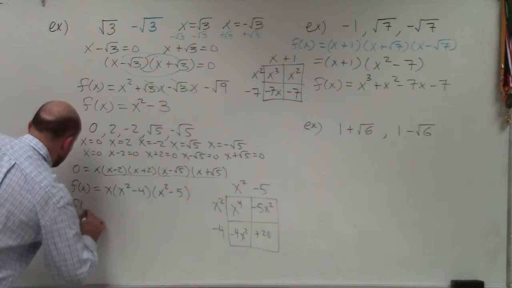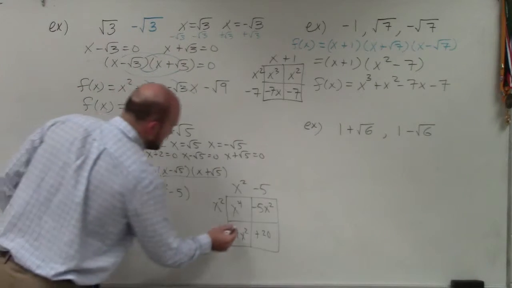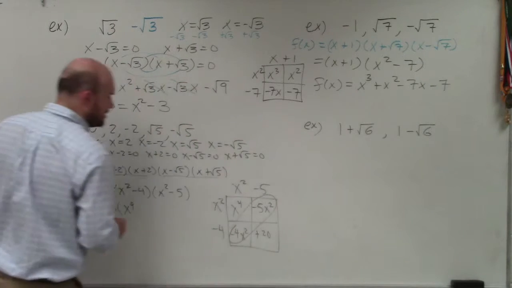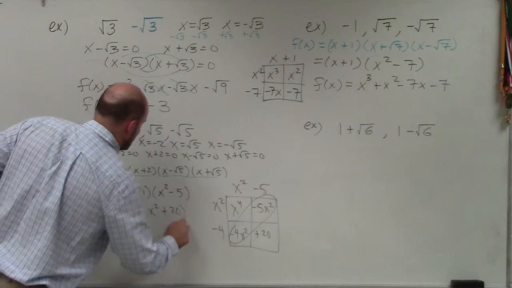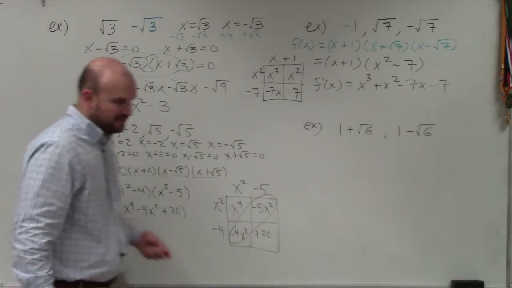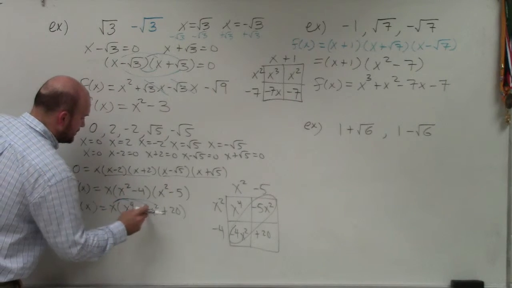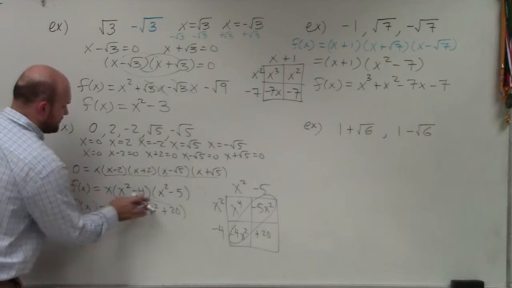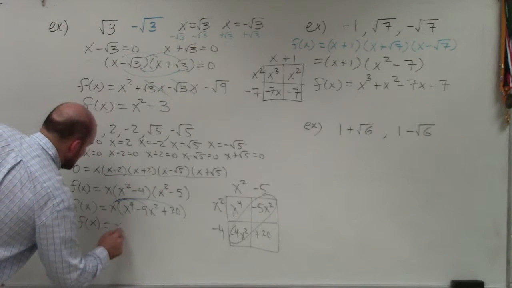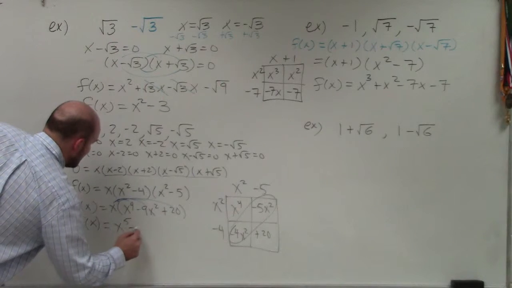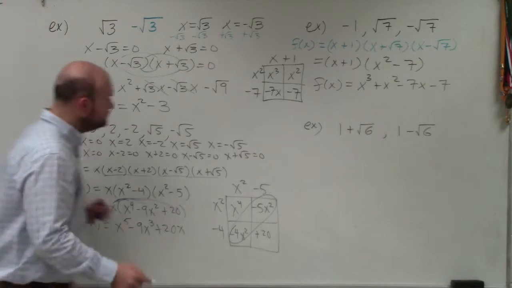So therefore, I have f of x equals x times x to the 4th. And what's nice about it is you can see these diagonals are like terms. So that's minus 9x squared plus 20. Now I'll use the distributive property to multiply that x. I've got to multiply that x times all of my terms. So my final function is f of x equals x to the 5th minus 9x cubed plus 20x.